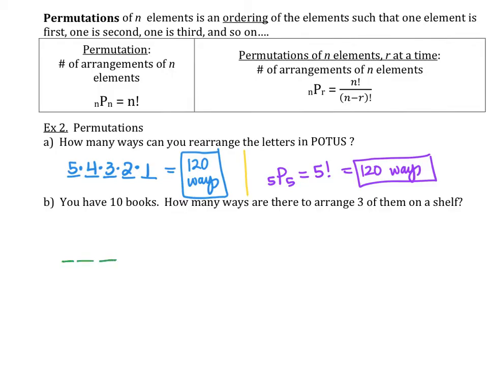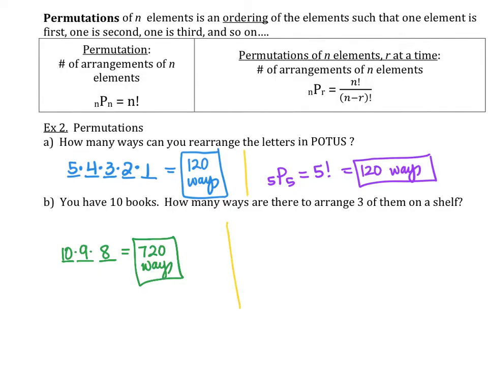Now for the first spot, I have to decide between all 10 books which one I want to put there. For the next spot, once I decide what goes in the first spot, I only have 9. And then for the third spot, I have 8 to pick from. So 10 times 9 times 8. There are 720 ways I could arrange 3 of the 10 books on a shelf. Now if I consider this like a permutation.